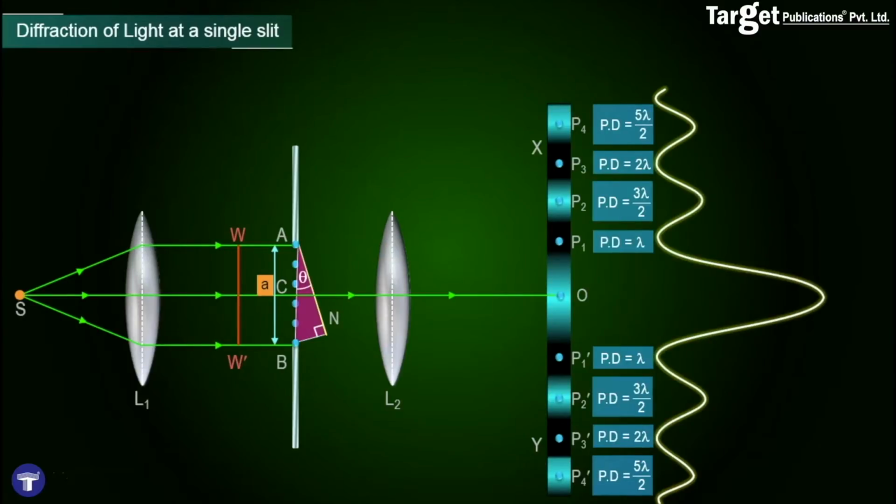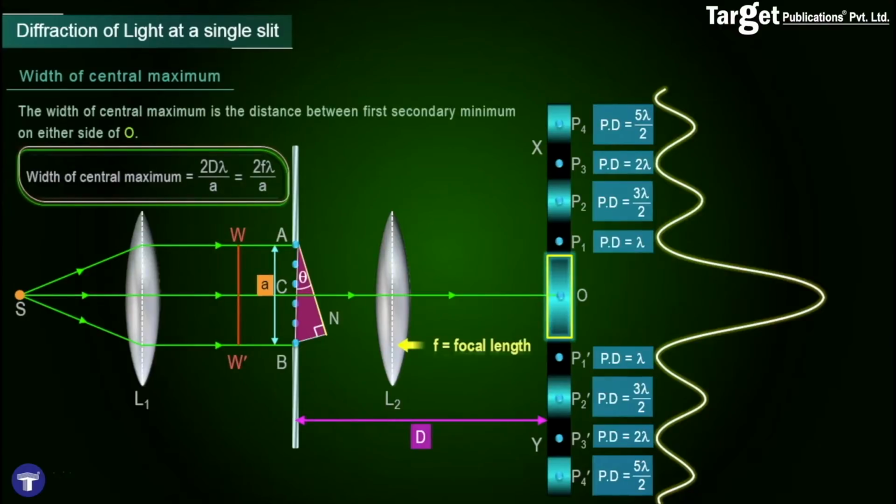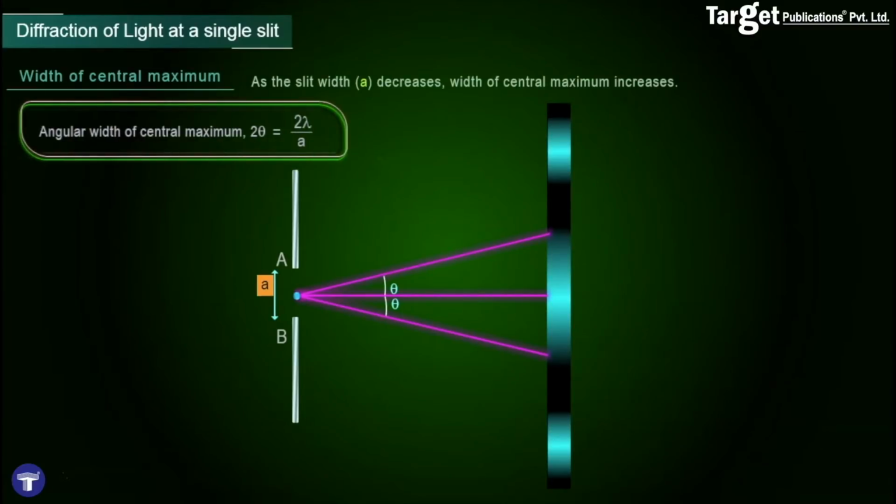From the intensity curve of the diffraction pattern, it is obvious that the magnitude of intensity of the central spot is the largest. We can also find a formula for the width of the central maximum. It is simply the distance between the first secondary minimum on either side of O. If capital D is the distance between the slit and the diffraction pattern on the screen, and small f is the focal length of the lens, we see that the width of the central maximum is given by the formula 2D lambda by a or 2f lambda by a, where f and D are assumed to be approximately the same. From this formula, it is clear that if the slit width a decreases, the width of the central maximum increases. The angular width of the central maximum is given by 2 theta, which is equal to 2 lambda by a. This completes the analysis of the diffraction of light at a single slit.